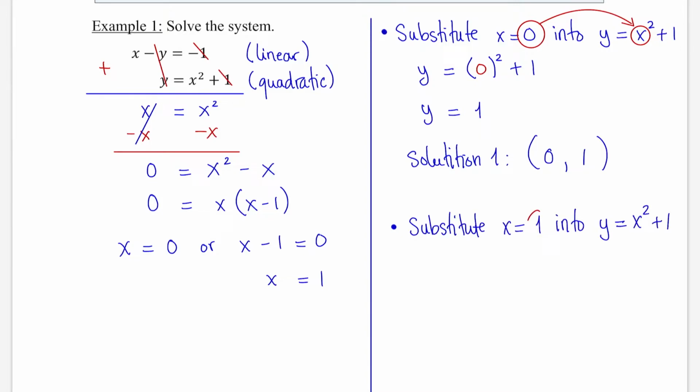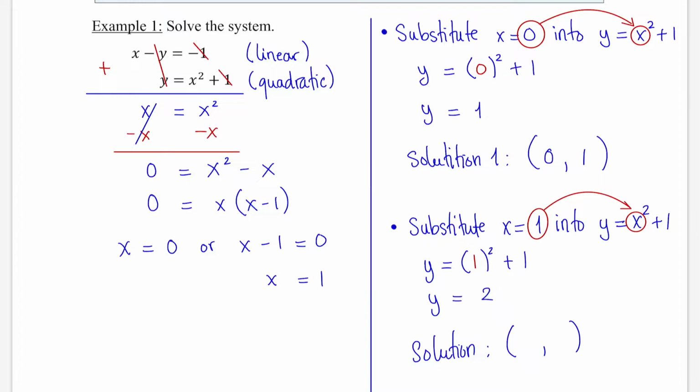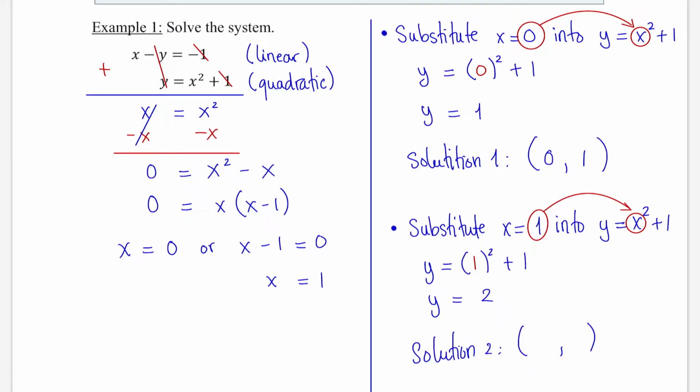I will substitute x equals 1 into the equation y equals x squared plus 1. And I have y equals 1 squared plus 1, which is 2. And my second solution is when x equals 1 and y equals 2. So I have two solutions. The first one is 0, 1, and the second one is 1, 2.